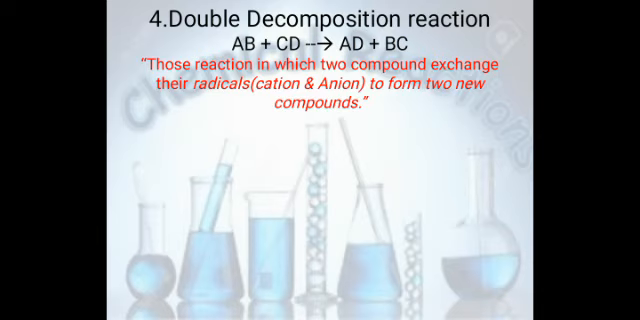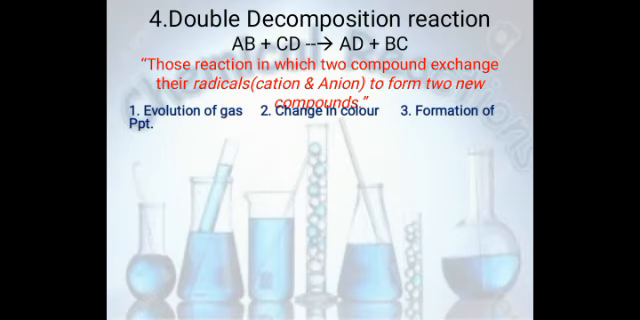Okay, so next is double displacement reaction. Sorry, it was written wrong before. So it is a double displacement reaction. AB plus CD gives AD plus BC. Here, in this reaction two compounds exchange their radicals. It means that A has a plus sign, B has a negative sign, C has a plus sign, D has a negative sign. A will replace D, B will replace C. One compound's positive part will replace the other compound's negative part, and the other compound's positive part will replace the first compound's negative part.